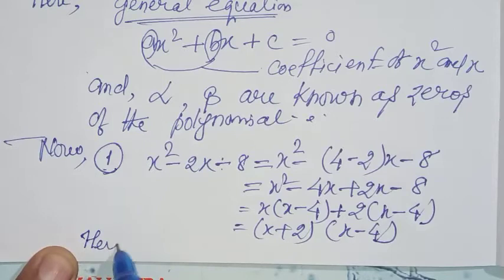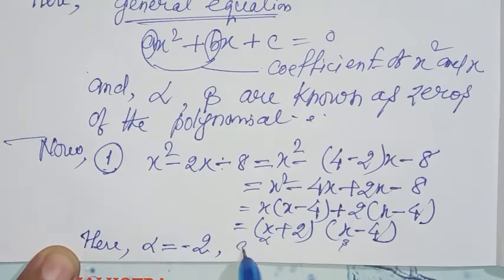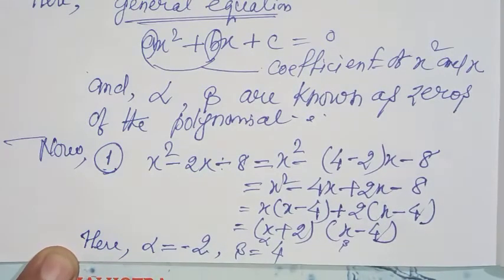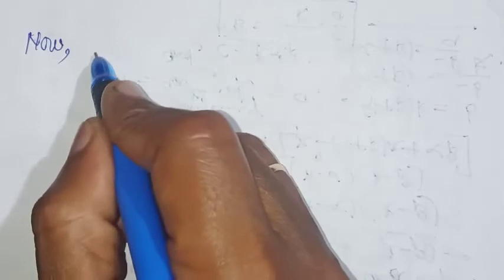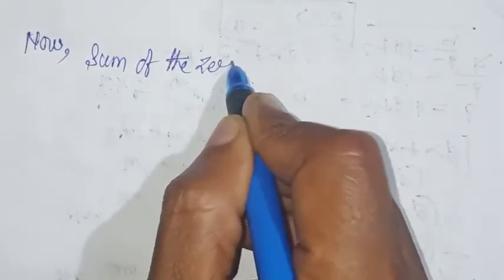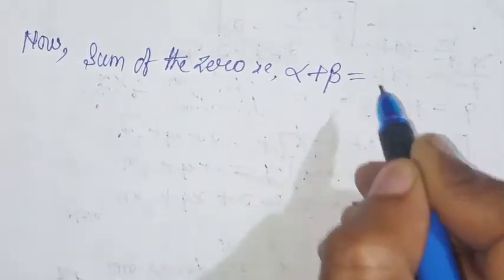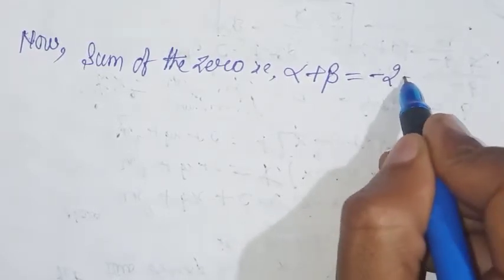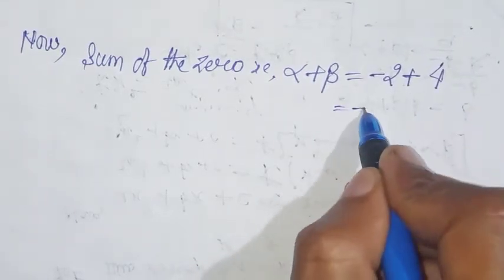Here two zeros we are getting. Alpha equals minus 2, this one taken as alpha and this one taken as beta. Beta equals 4. Now, after taking out the zeros, we have to make the sum of the zeros. That is alpha plus beta. What is the value of alpha here? Alpha is minus 2 plus beta is 4. The answer is plus 2.